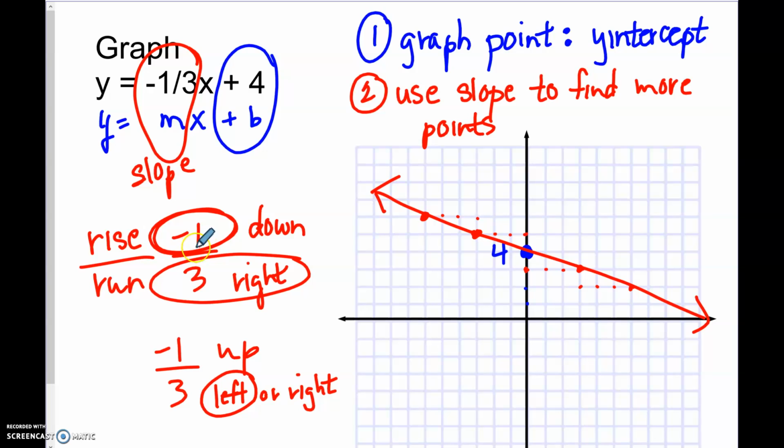If you see a -1, then you go down. And if you see a positive 3, that means go right. My brain, I just always go up whatever's on top. So I'd go up 1. And now I either go left or right, depending on if the number's positive or negative. Since this is a negative, I'm going to go left 3.